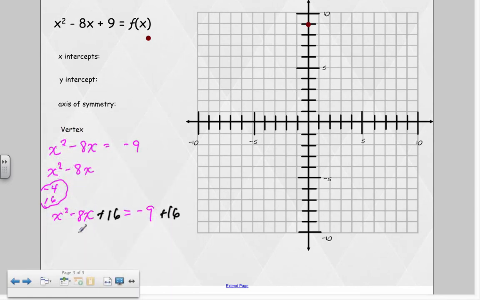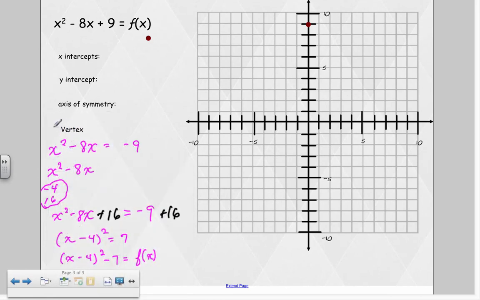All right, so when I clean up this side, writing it as a perfect square, I know it's (x - 4)² = -9 + 16, which is 7. When I rewrite this, I get (x - 4)² - 7 equals, we can say 0, or we can say that's our new function. So if I want to graph this now, I have some key things.